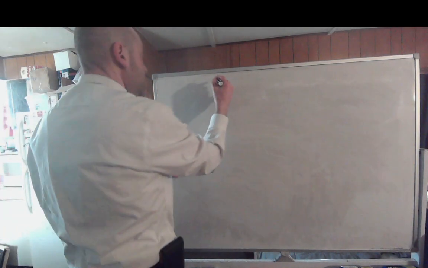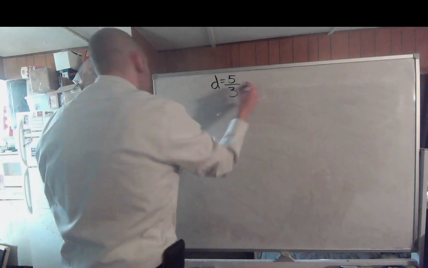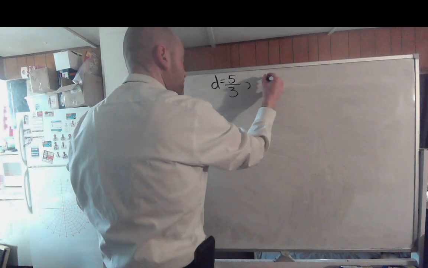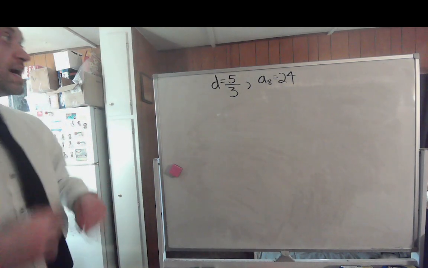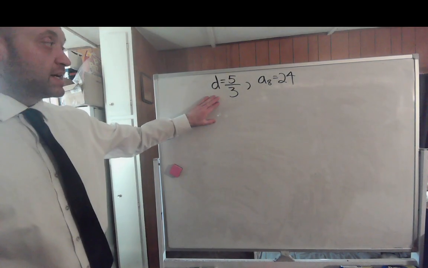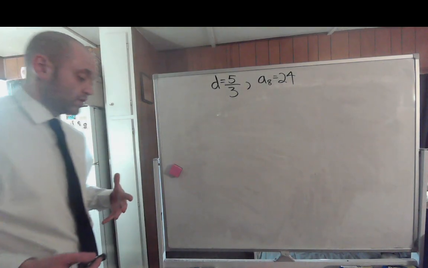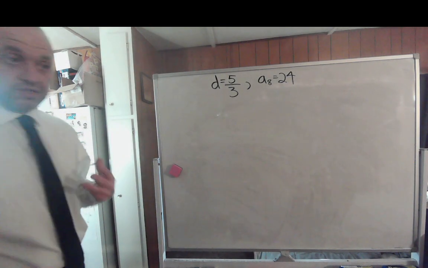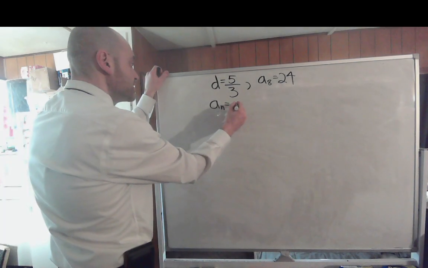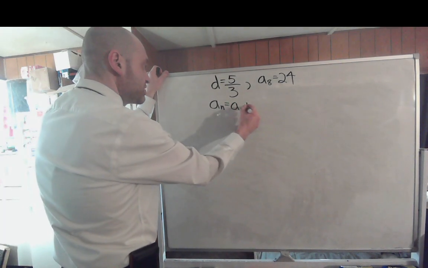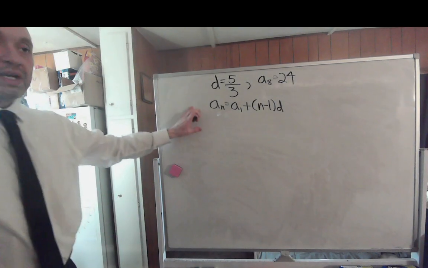Good one. So you have a common difference of 5/3, and then they give you the 8th term is equal to 24. So here's what you got. The common difference of this arithmetic sequence is 5/3. The 8th term is 24. We need to find, of course, the formula for the nth term of the sequence. Well, again, what is that form? It's a sub n equals a sub 1 plus the quantity of n minus 1 times d. That is the formula for an arithmetic sequence.